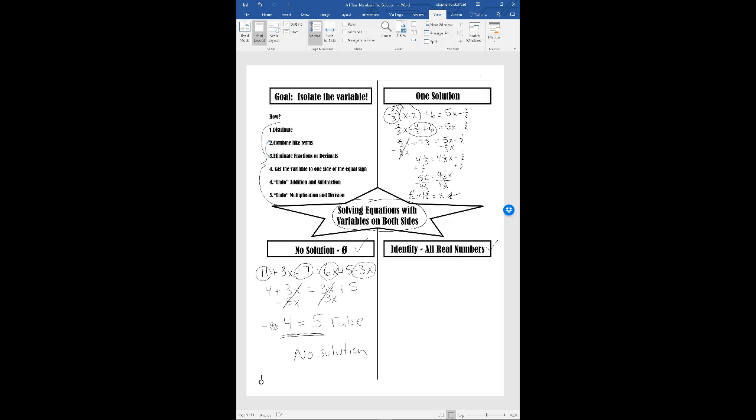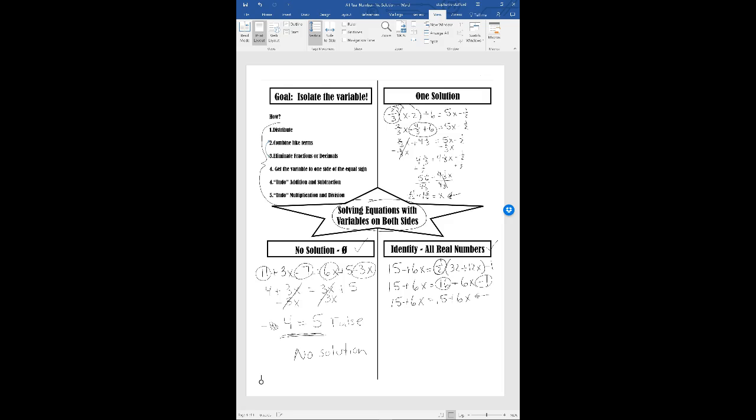Let's look at this all real numbers example, and you'll see that something very similar happens. Let's go ahead and simplify, and we're going to distribute here. 1/2 times 32 is 16. 1/2 times 12x is 6x, and then we've got the minus 1. So we can combine like terms: 16 minus 1 is 15 plus the 6x.